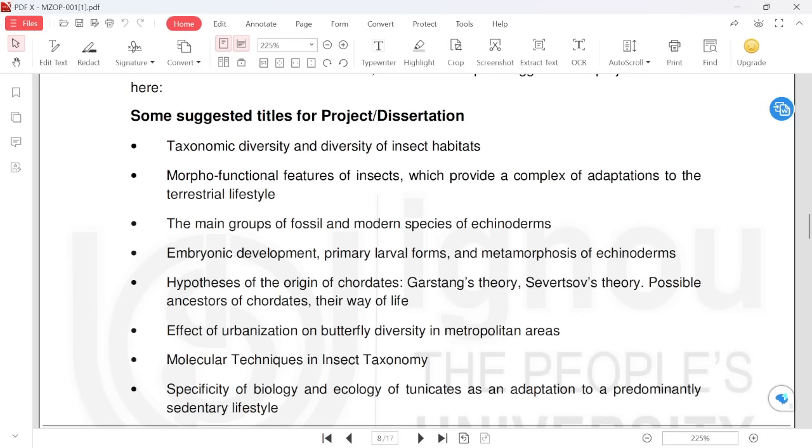Next is morphofunctional features of insects which provide a complex of adaptation to the terrestrial lifestyle. The main groups of fossil and modern species in echinoderms.